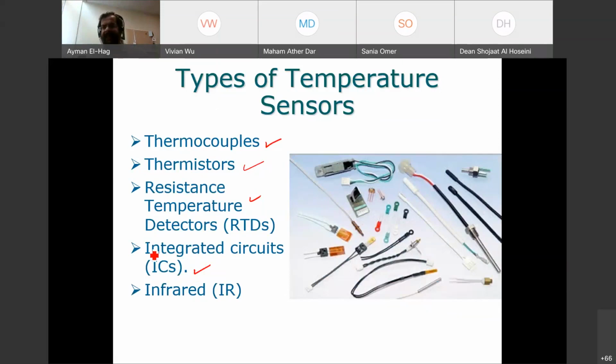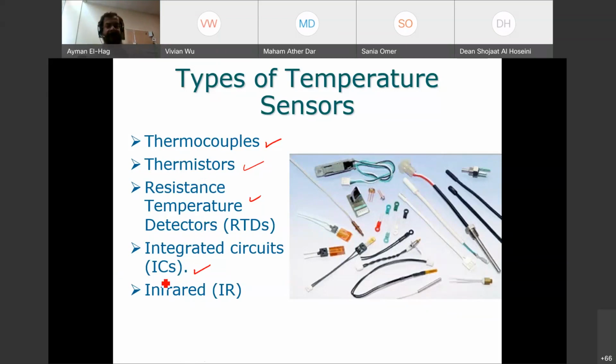The reason I'm covering it in one or two slides is that the sensor you will be using in your kit is this type, and you will also be using a thermistor. You're using the thermistor and the IC, so I thought it's a good idea to give you a brief introduction about this sensor.